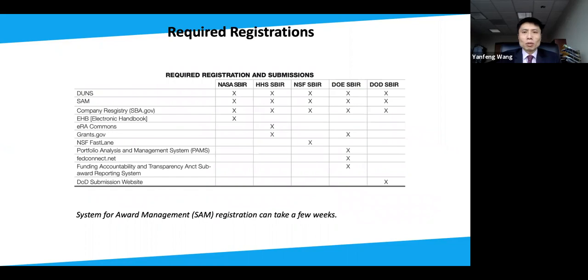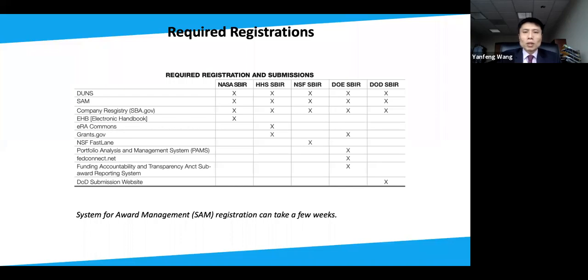Registration is very important to apply for SBIR and STTR. Across all of the 11 funding agencies, there are 3 registrations that are mandatory. One is DUNS, the second one is called SAM, and the last one is the SBA registry. Please pay attention to some of them, such as SAM, because that registration can take a very long time. What does SAM do? Simply speaking, without SAM, the government is not going to pay you.